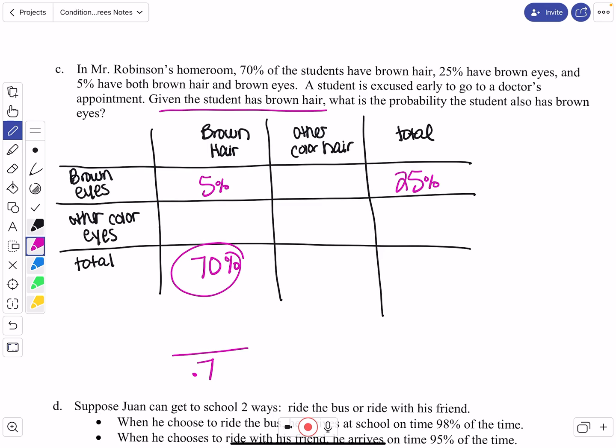What's the probability the student also has brown eyes? So you take that number, 0.05. Remember, move your decimal 2 places. That's your number that goes on top. And when you divide those, you get 0.07, which is 7%.